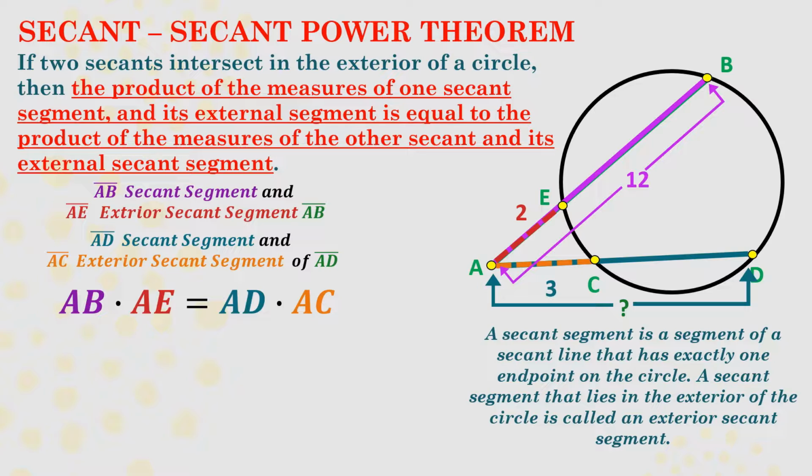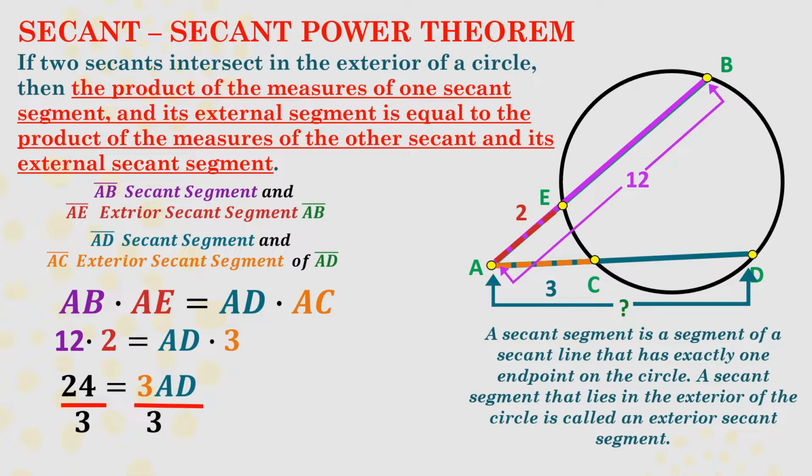So all we have to do is to substitute the given measurements into our equation. So therefore, we will have 12 times 2, replacing AB with 12 and AE with 2, is equal to AD, since we are looking for AD, times 3, replacing AC. So solving for this, we will have 24 is equal to 3AD, divide both sides by 3, then AD is equal to 8.